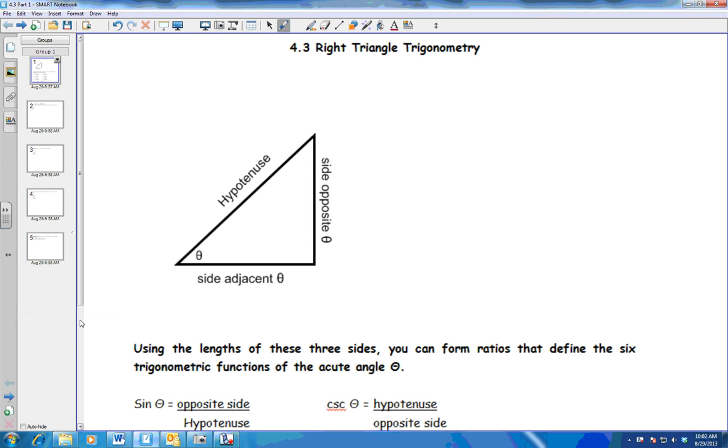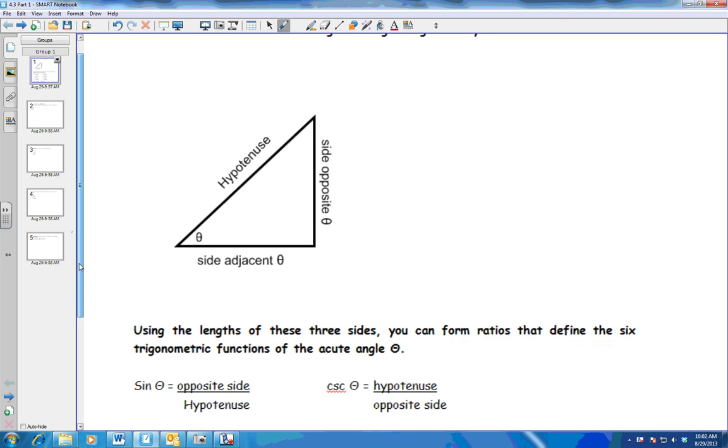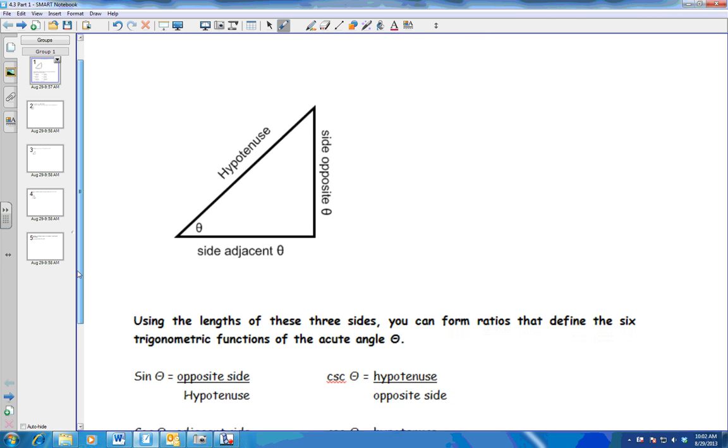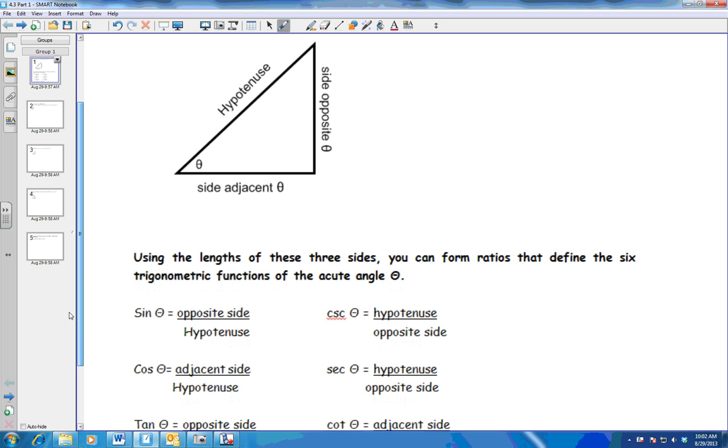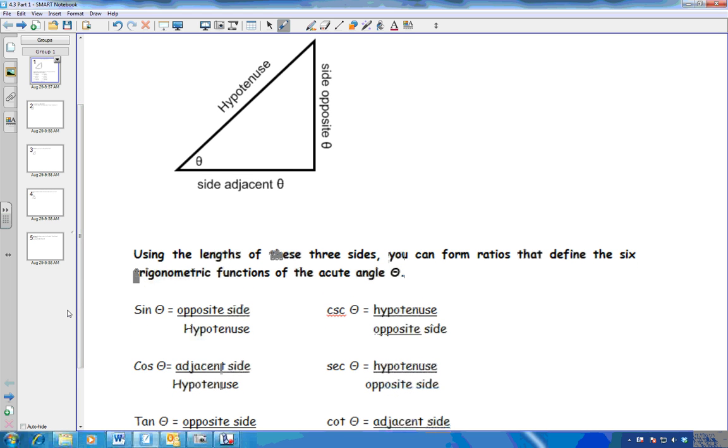Okay, this is section 4.3, part 1, right triangle trigonometry. And today we're just going to show you another way to find the 6 trig values of sine, cosine, tangent of the different angles. We already know how to use the unit circle. Now we're going to do the same thing, but we're going to use right triangles to do that.